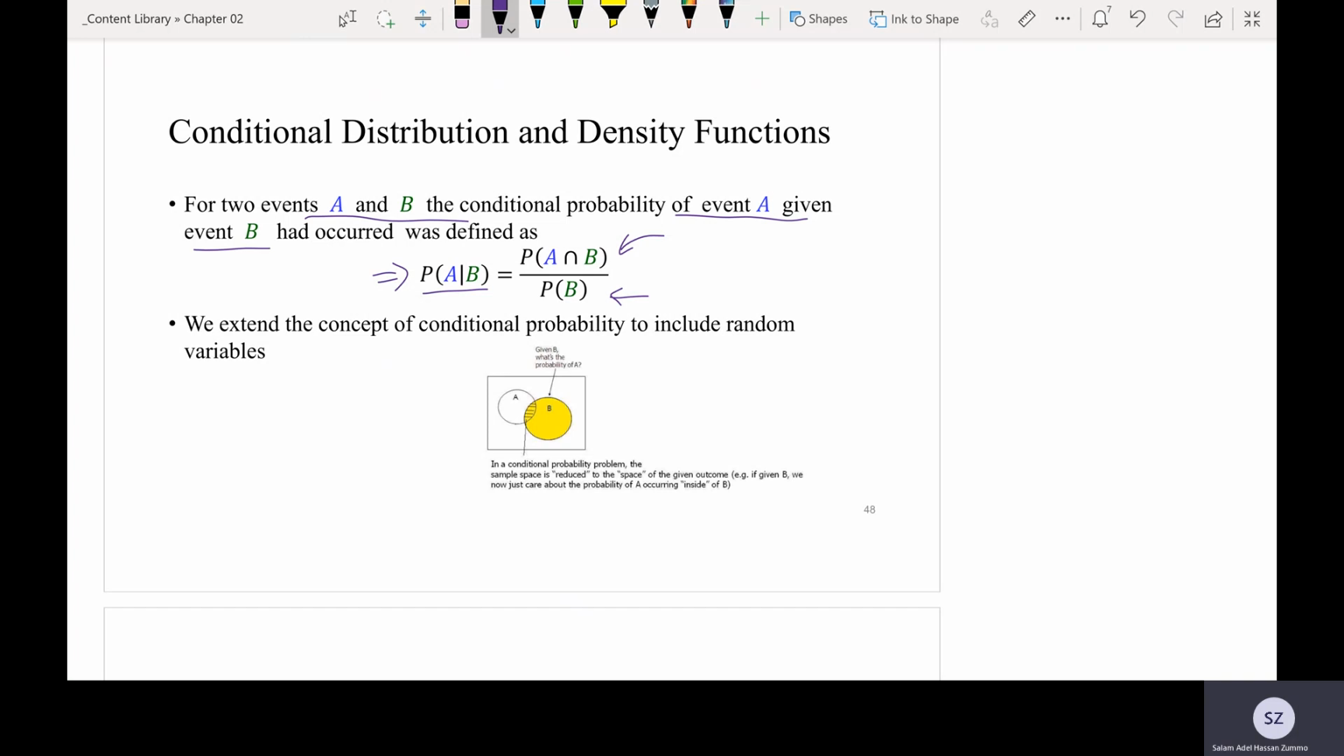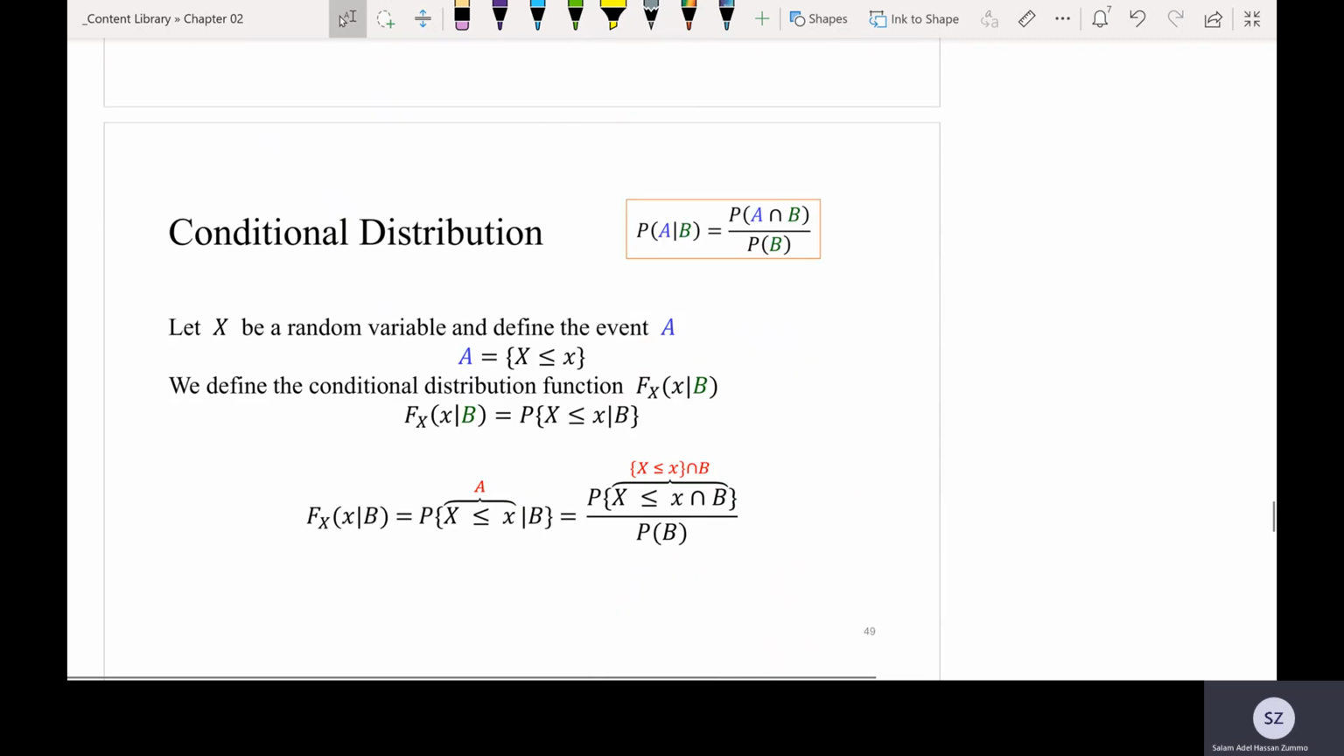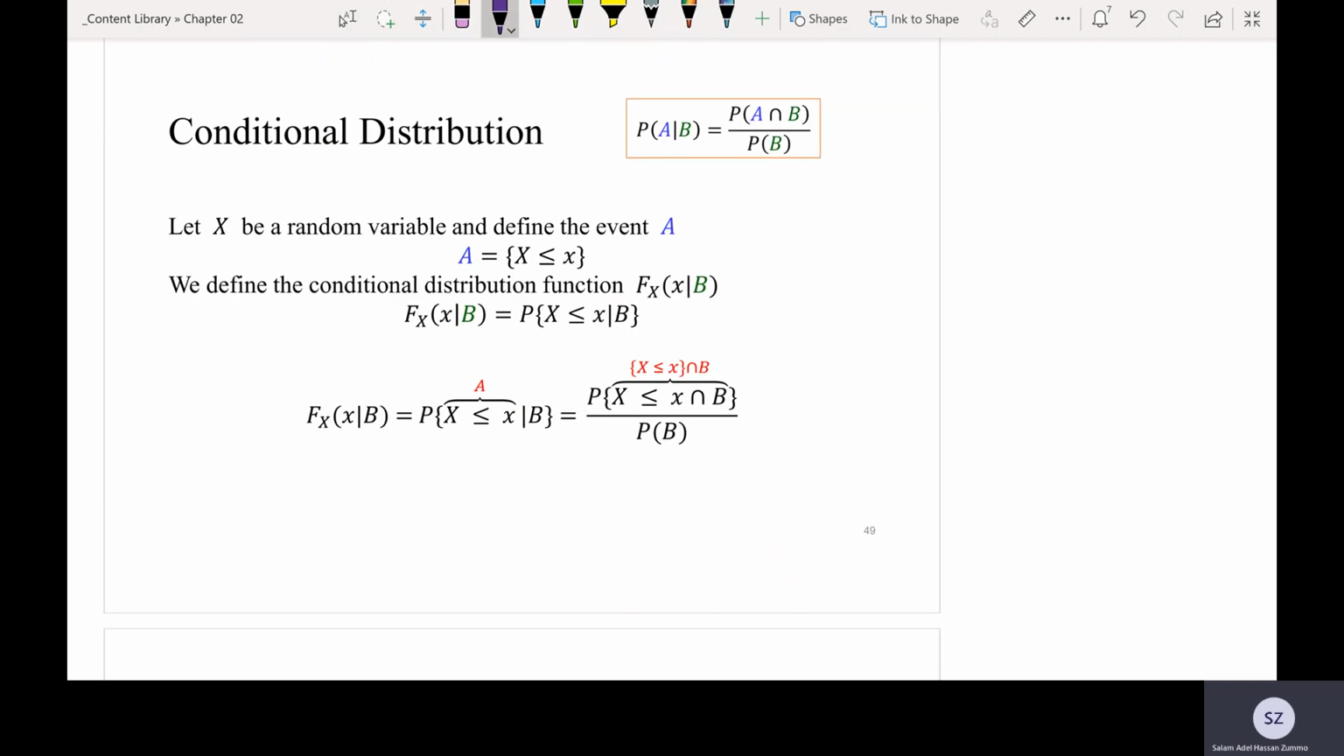Now today what we'll do is extend this to random variables. We do this by following the same definition, starting with the conditional CDF. So if we have a random variable x, then we can define the event A, which is A equals x less than a specific value x. And then we can define the conditional distribution function as follows: F_x(x given B) is equal to the probability that x is less than a number x given B.